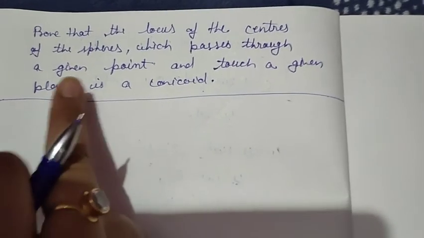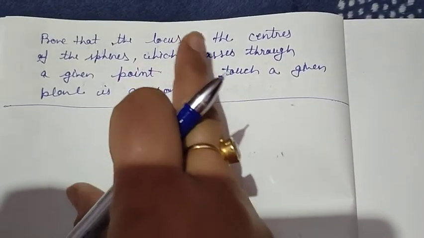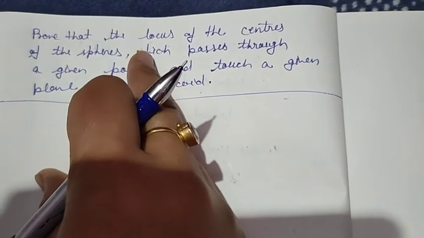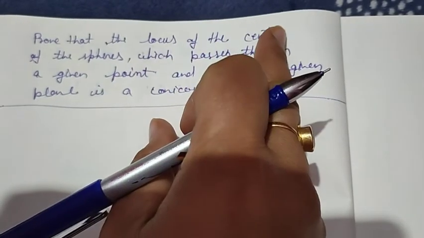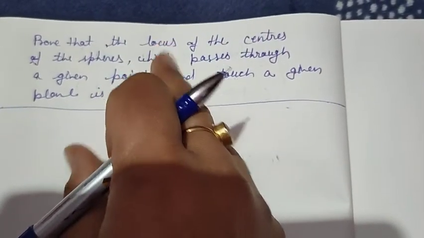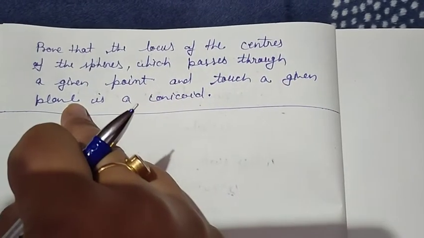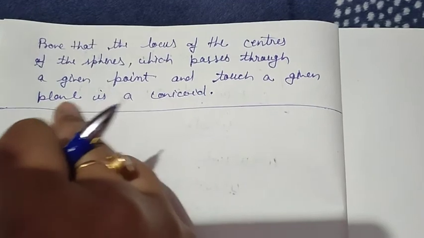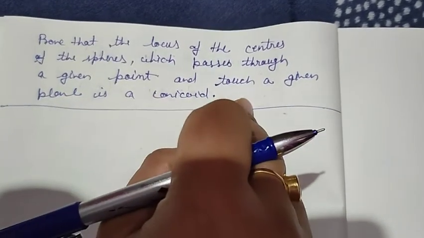Now next question. Prove that the locus of the center of sphere, which passes through a given point and touches a given plane. So we find the equation in the coordinates of the center of the sphere, and this center becomes the locus. Here the given plane is z equals 0.